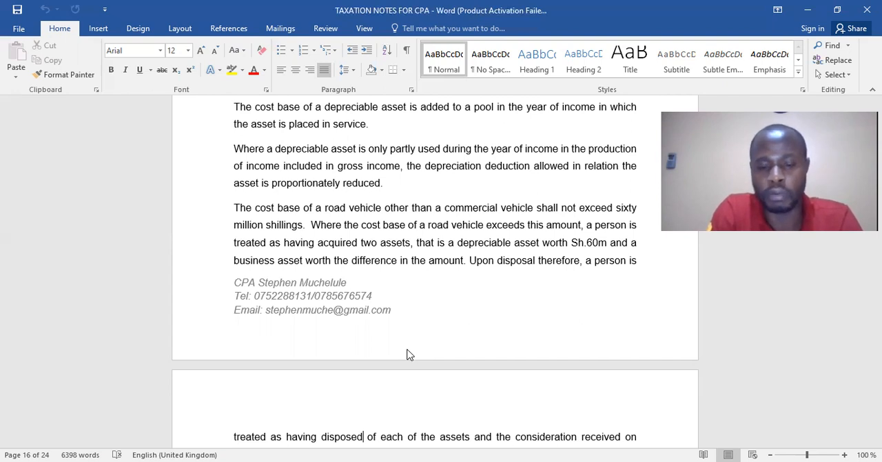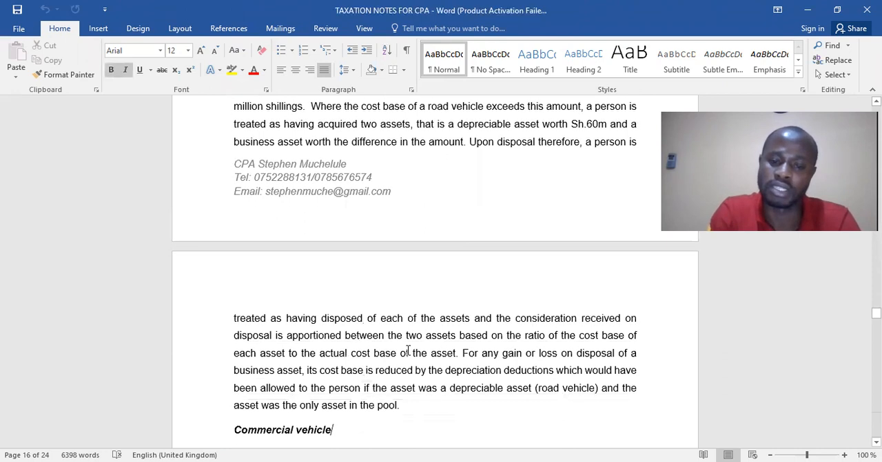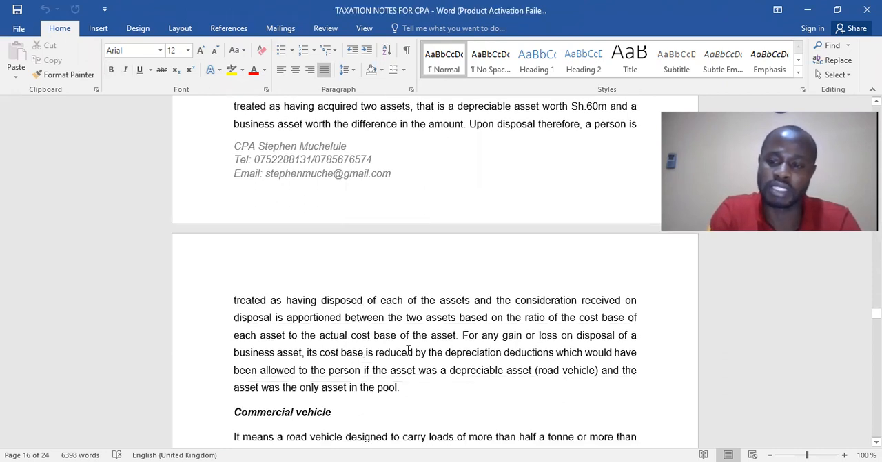So you are supposed to apportion the consideration you have received, or the proceeds you have received on disposal, between the amount which relates to the depreciable asset and that which relates to the business asset. The one which relates to the business asset, you'll compare with the cost base of the business asset. If there is any uplift, you'll add it to incomes and tax it under the capital gains regime.